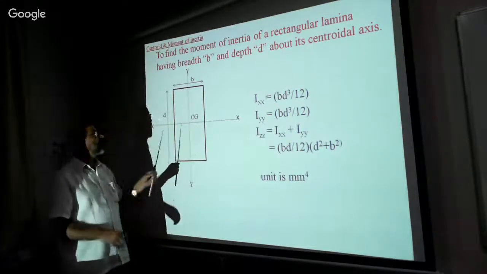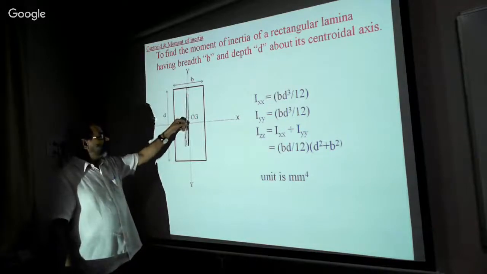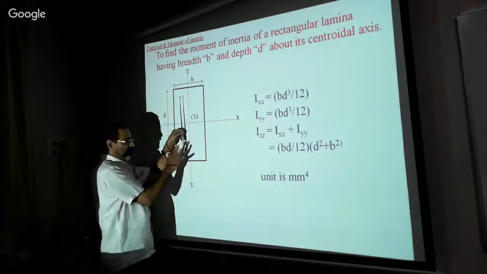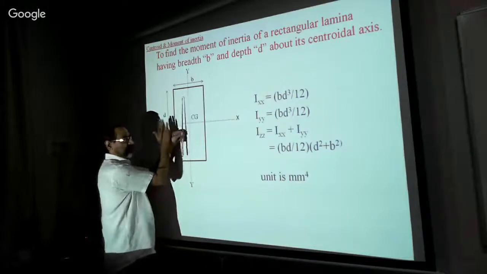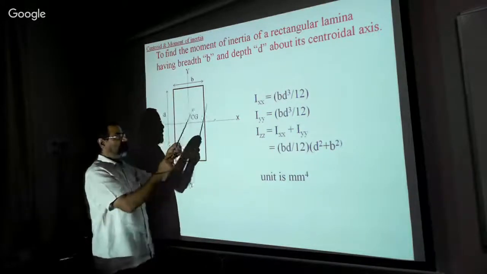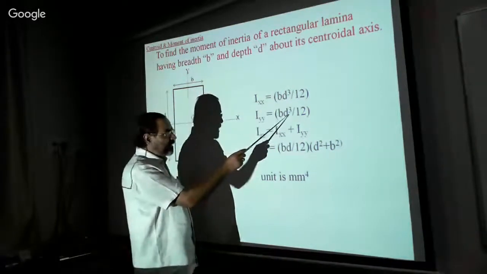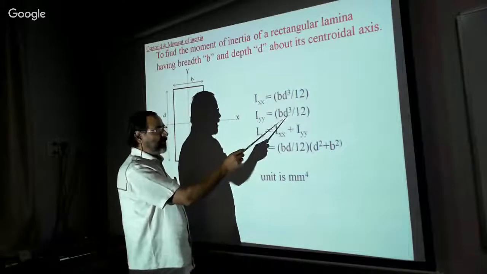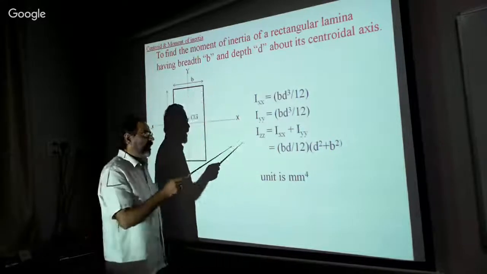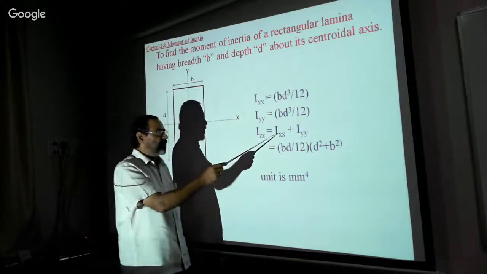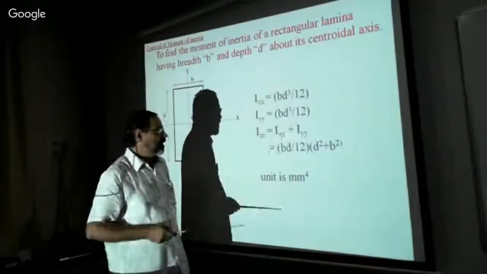Similarly, the moment of inertia about this y axis is equal to d b cubed by 12. Now, this width is less, therefore least resistance in this direction, so it gives a lower value. This gives more value and this gives less value. Please make a correction here, d b cubed by 12. And Izz, from the perpendicular axis theorem, is equal to Ixx plus Iyy. This is how we can calculate the moment of inertia.